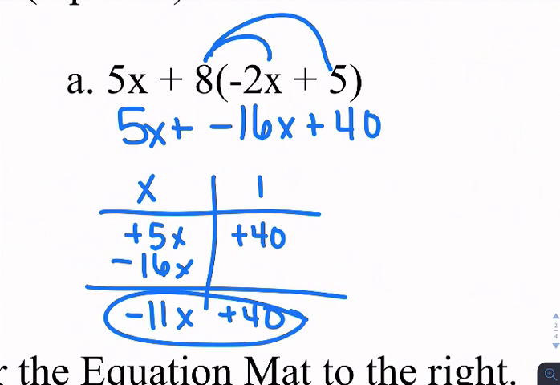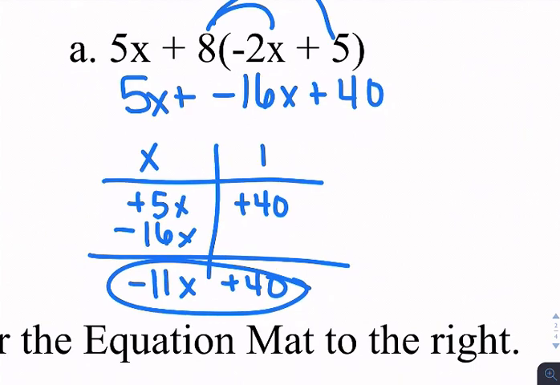So I have 5 positive x's. I'm putting that in my x table over here. And then I have 16 negative x's and 40 positive 1's. So the only thing I'm combining is my 2 x's. So I have positive 5, negative 16, and I get negative 11x plus 40. I can't do anything from there.